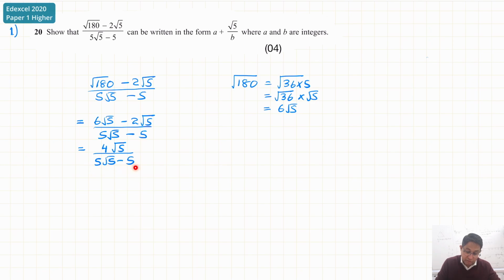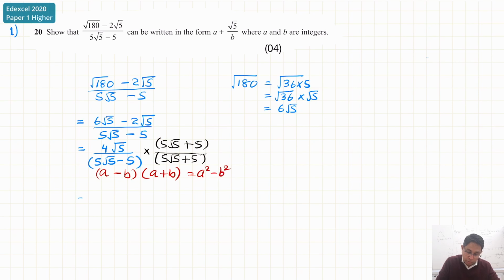Now you can rationalize the denominator. You have to multiply the denominator by 5 square root 5 plus 5. Do the same thing to the numerator. Now in the denominator, you have factors of a difference of squares. Take 5 square root 5 as a and 5 as b. So you have a minus b times a plus b. That is equal to a squared minus b squared. Therefore, you can write the denominator as 5 square root 5 squared minus 5 squared.